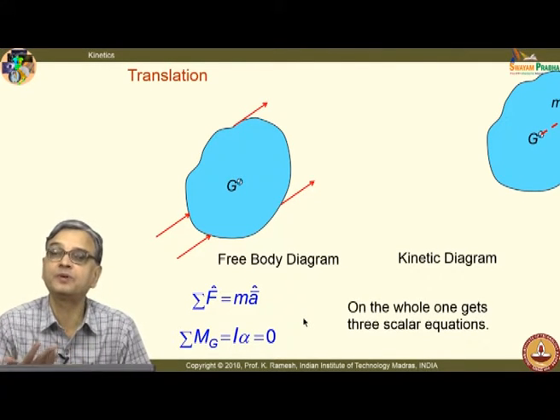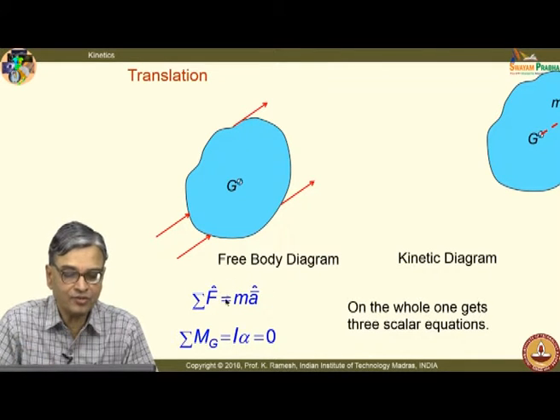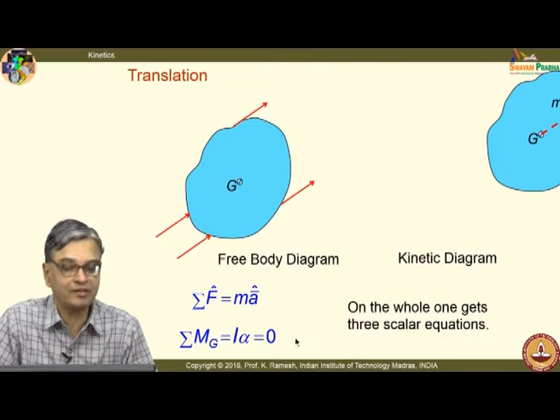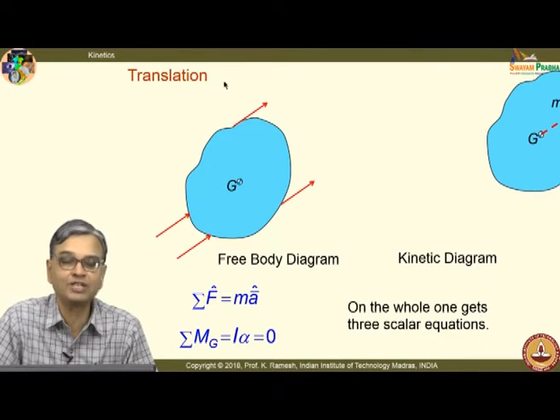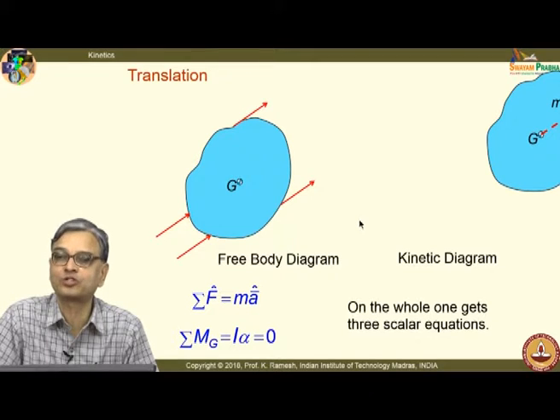And what is the difference between statics and dynamics? In statics, the right hand side was always 0. In dynamics, it is not 0 for translation. For translation, the rotation, the moment, equal to 0. So, we would graduate to other simpler motions.